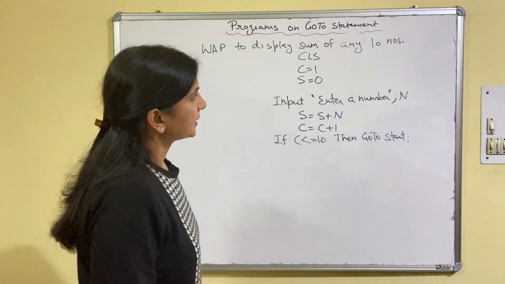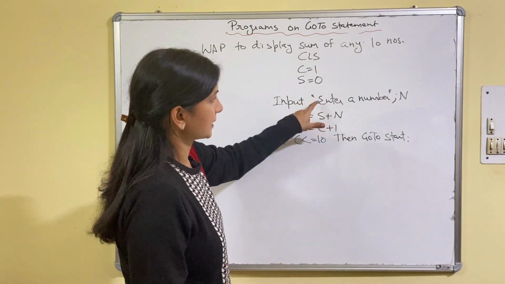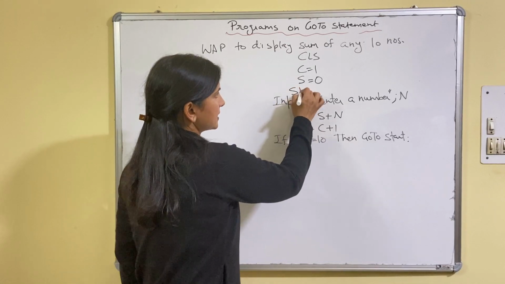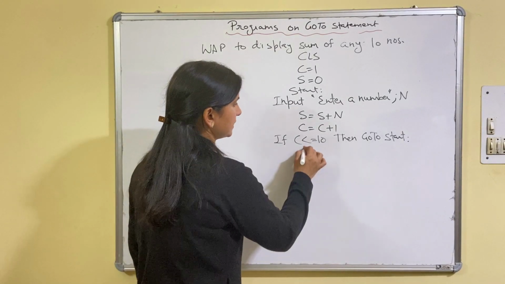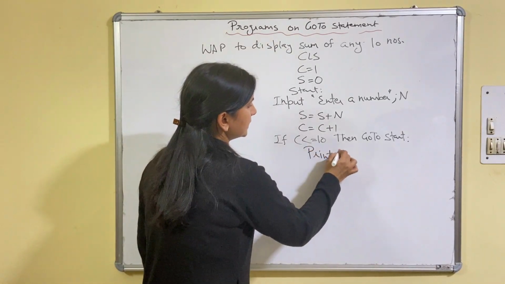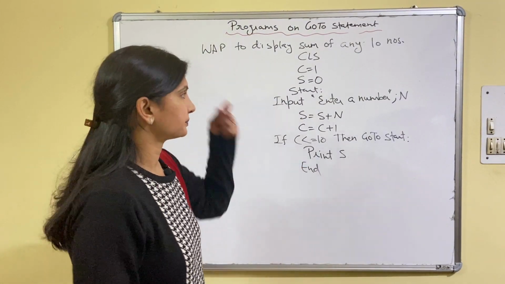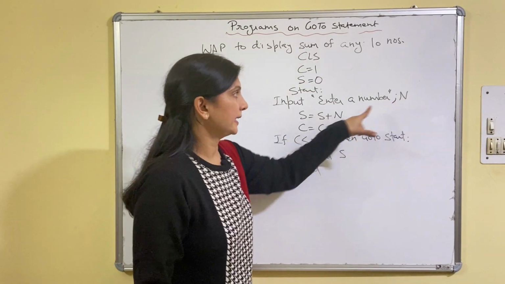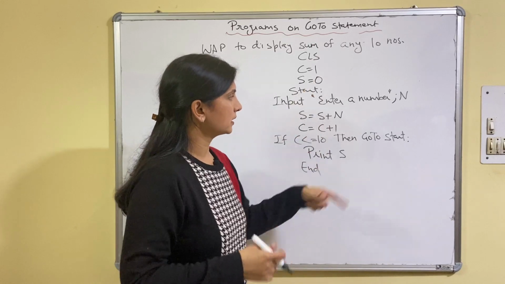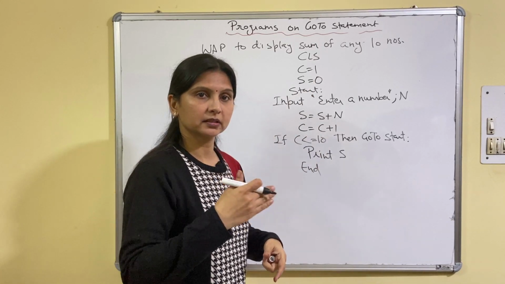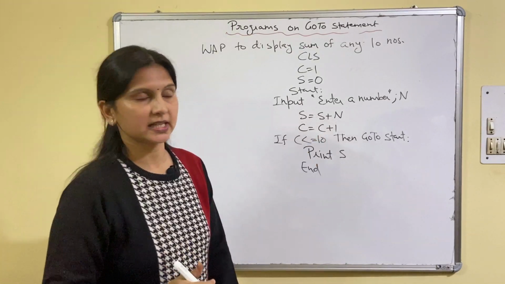Fine. And where is start? Where shall I write start? Because we want to repeat these two statements, above this I will write start. And after if, print S. End the program. Because we are adding n, I have written S equals to S plus n. And counter will increase: first term, second term, third term. How many terms? 10 terms. As C becomes 11, it will come out and display the sum.